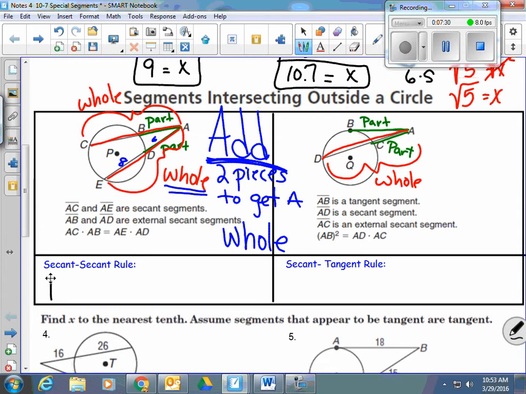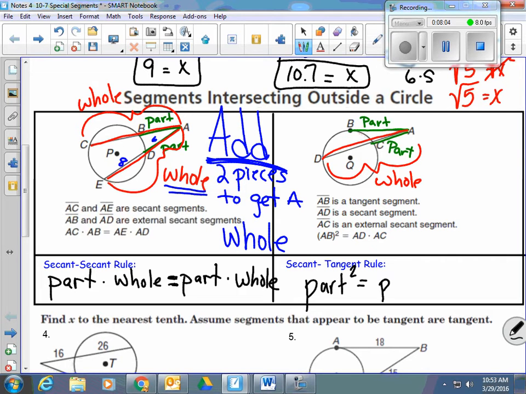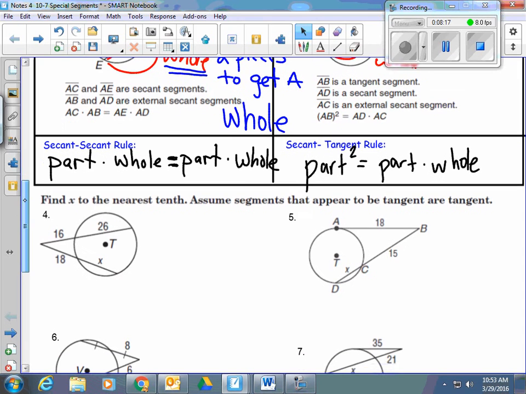And here's going to be your rules. Part times whole equals part times whole. But over here, I have one that doesn't have a whole, correct? So I can't do part times whole on this because I don't have a whole. So when you don't have a whole, in other words, when one of these lines is a tangent, you're just going to do part squared. And that's going to be equal to part times whole. What do you do to get the whole? Add. Okay?